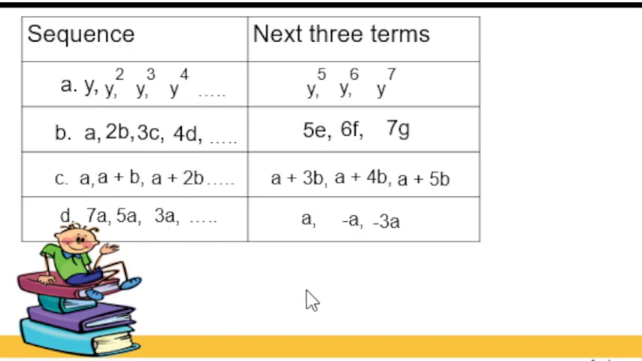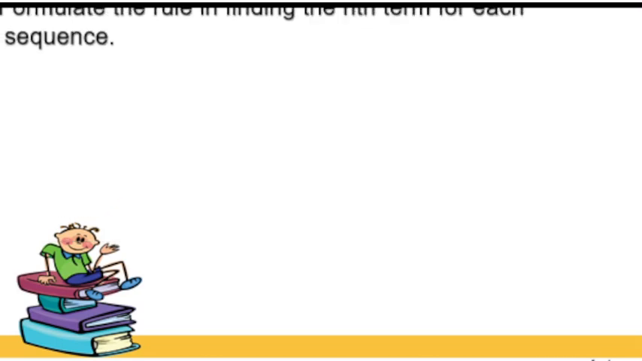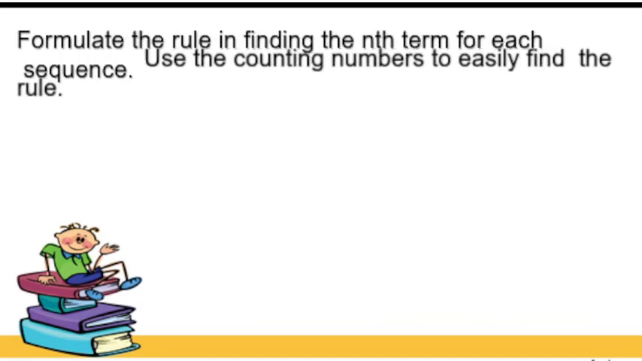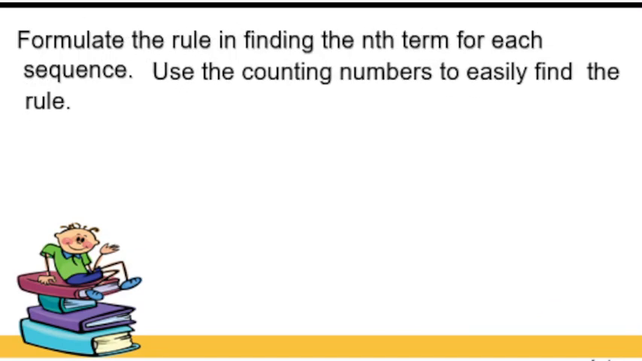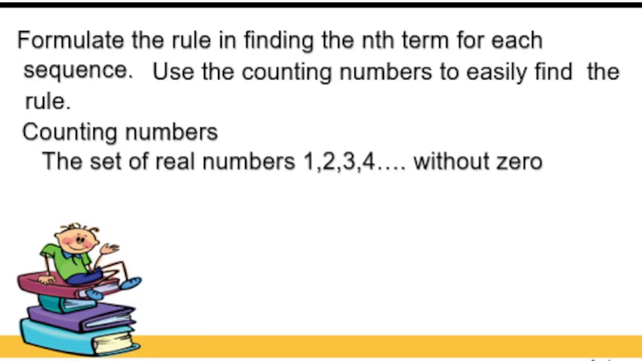Okay, so this time let us find the nth rule in finding the next number. So we're going to formulate the rule in finding the nth term for each sequence. And then, of course, we have to use the counting numbers to easily find the rule. So these are the counting numbers. When we say counting numbers, they are the set of real numbers without zero, such as 1, 2, 3, 4, and so on and so forth.